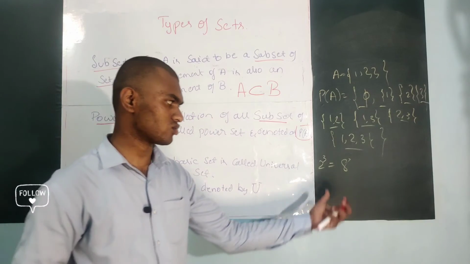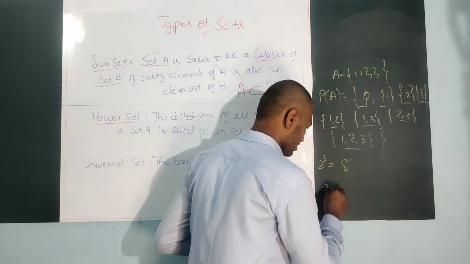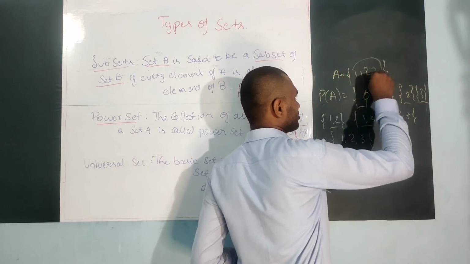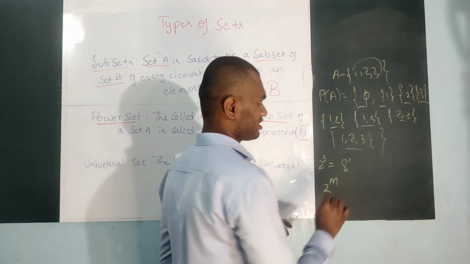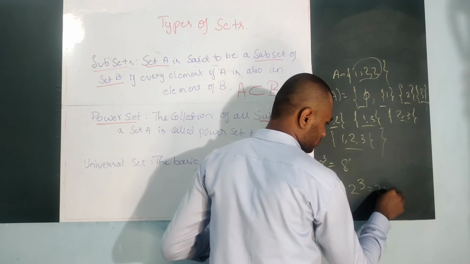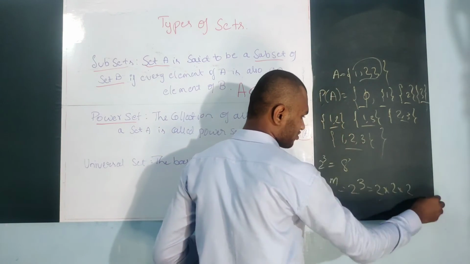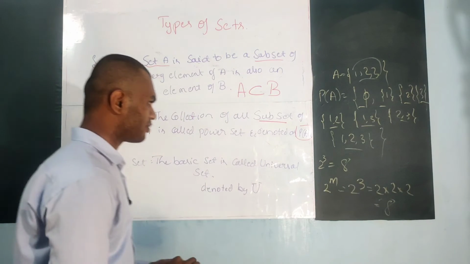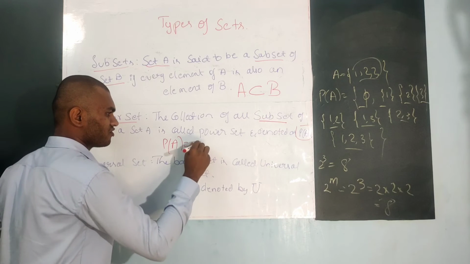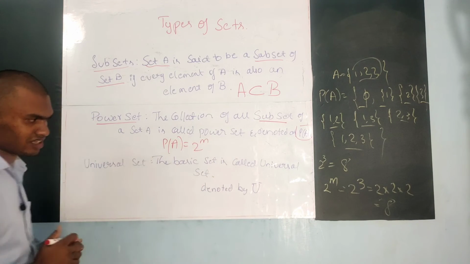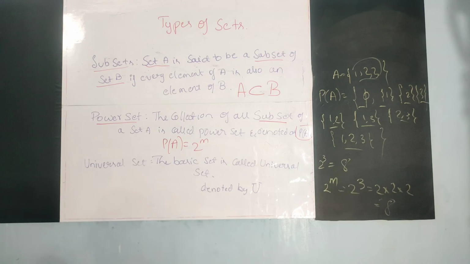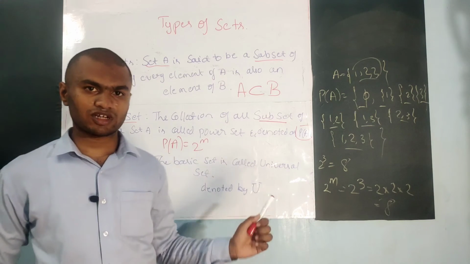This is the general formula, 2 power m. How many elements are there in the set A? So m is how many elements are there in set A. So count, 3 elements are there, so 2 power 3. That means 2 into 2 into 2. 2 2s are 4, 4 2s are 8. 8 subsets are there. Commonly we can write that P of A is equal to 2 power m, where m is the number of elements of set A. So I think you have understood the concept of power set also.